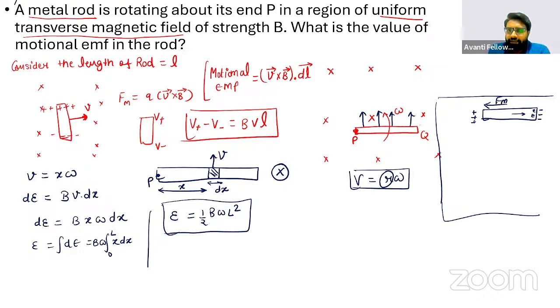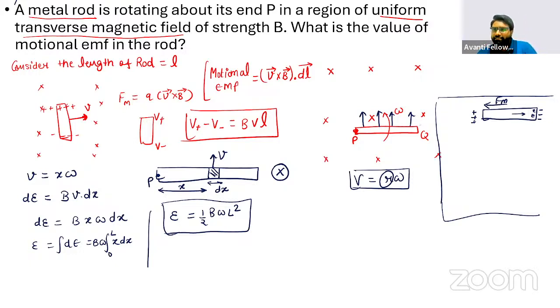Always remember this: about the end around which the rod rotates, if the motion is clockwise, then the end about which the rod rotates will be negative. If the motion is in the anticlockwise sense, then this end would be positive and the other end would be negative.